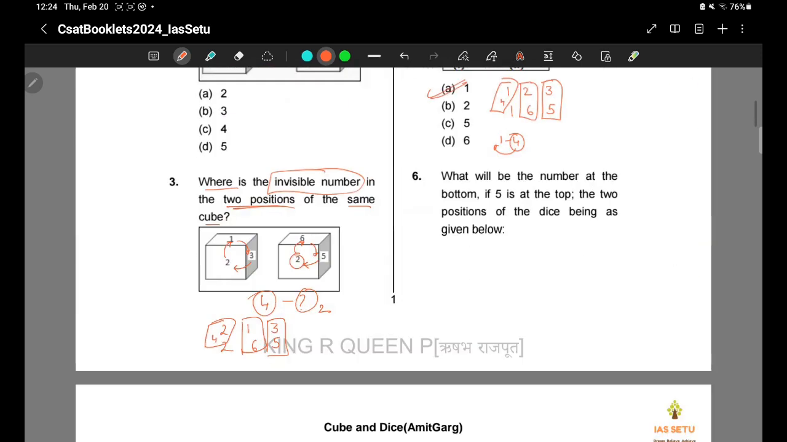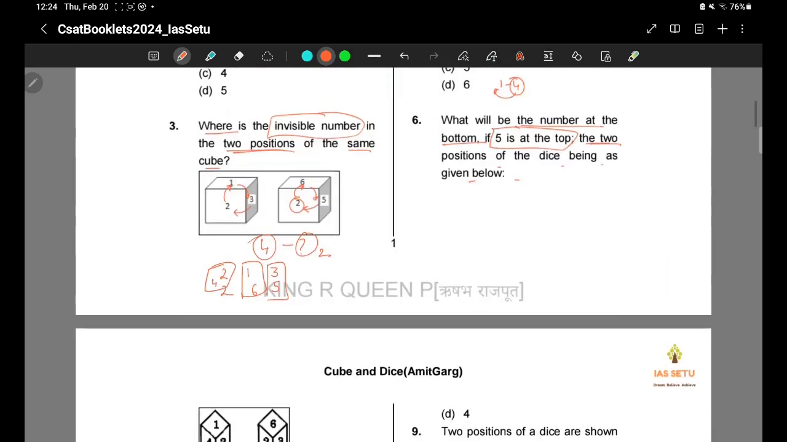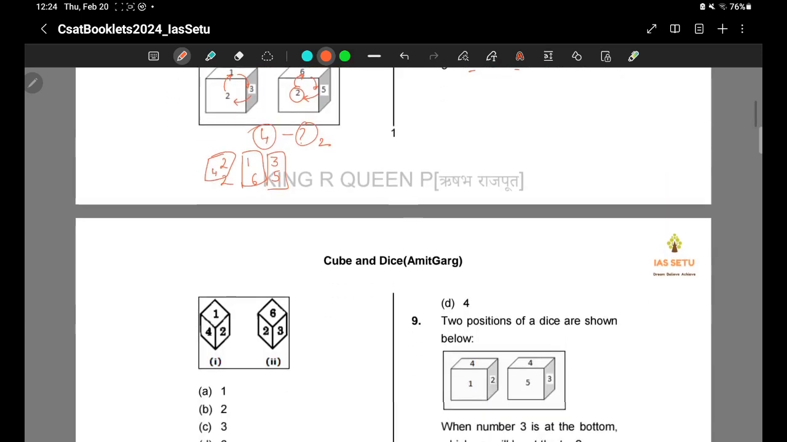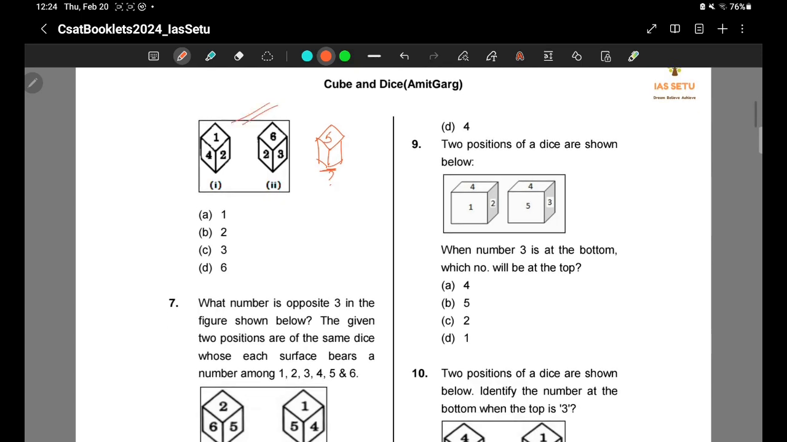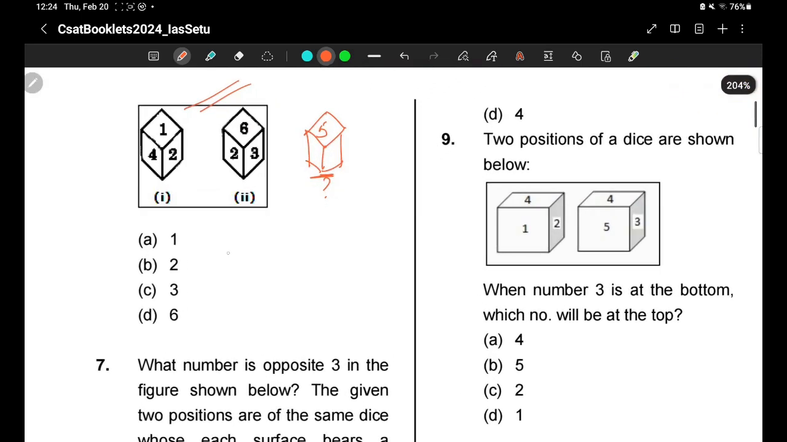Okay, how do we do this? What will be the number at the bottom if 5 is at the top? The two positions of the dice are shown below. They're asking if 5 is at the top, what will be at the bottom? There is a cube like this. If these are the orientations of the cube, here 2 is common, no? Go clockwise. 2, 4, 1. Then here again clockwise. 2, 6 and 3.